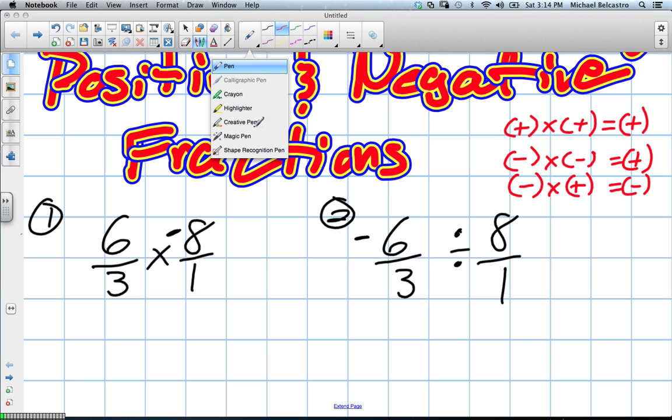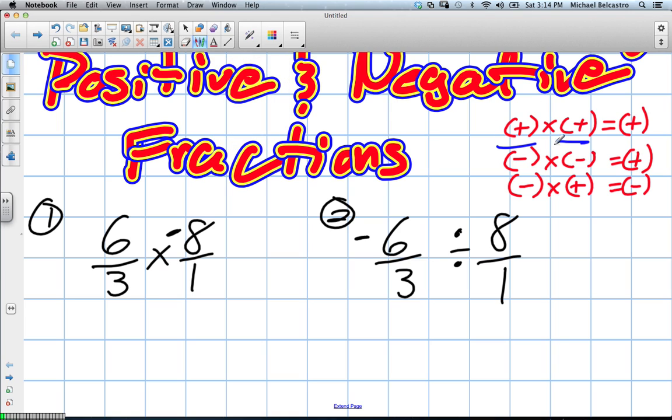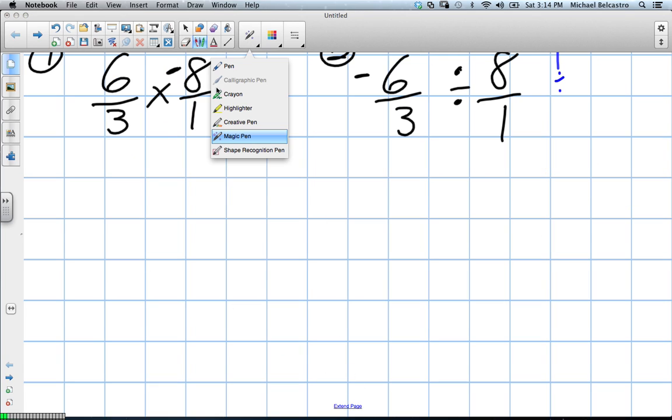Essentially, if you're multiplying something by itself, it's always going to be positive. So negative by negative will be positive. And if you're multiplying two terms that are opposite of each other, you're going to get a negative answer. Same thing works for division. They're the exact same rules. So let's go into question number 1 here.